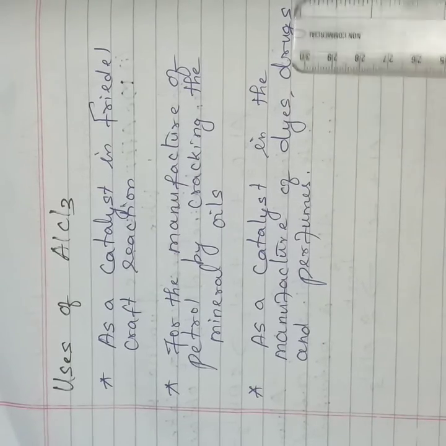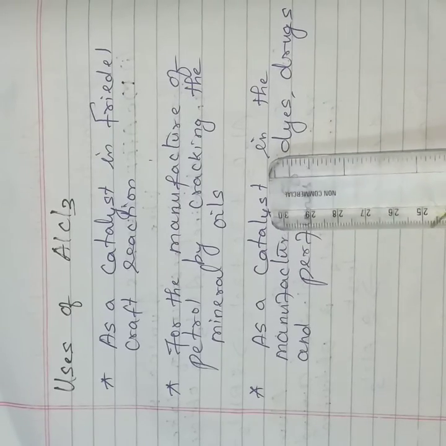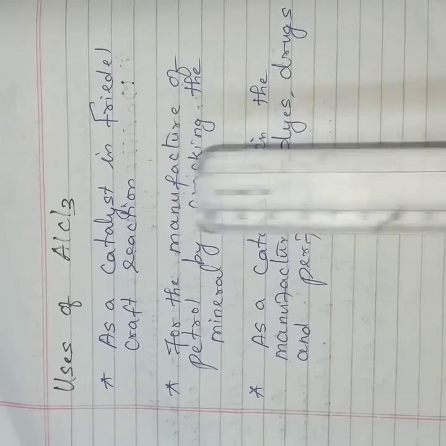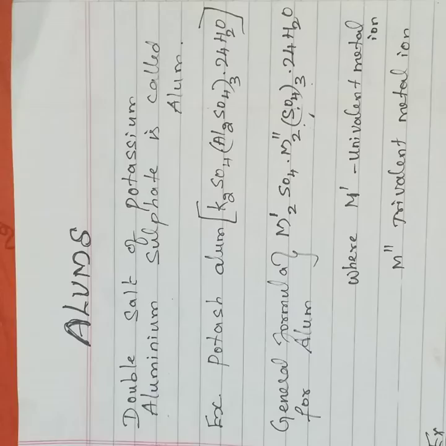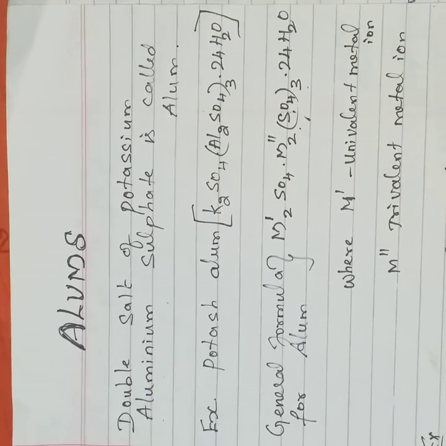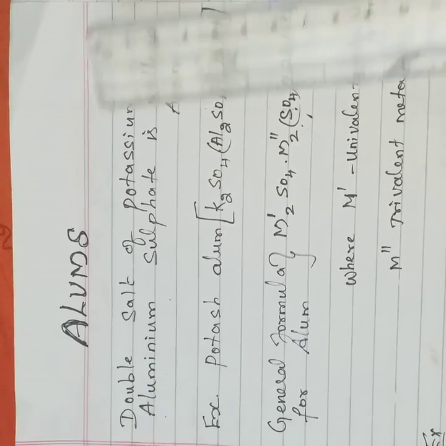For the preparation of organic compounds, it is used as a catalyst. So only three uses. It is also important, a 2 mark question. Now the most important topic in the boron family is alums.